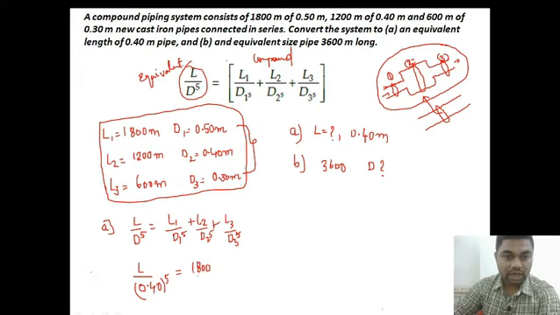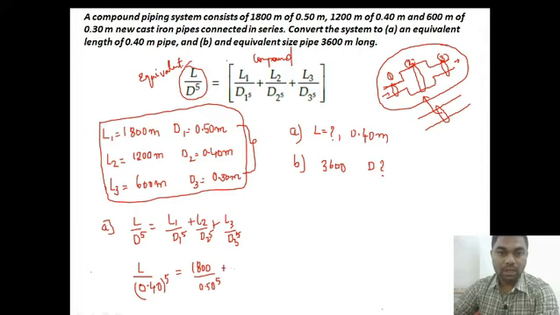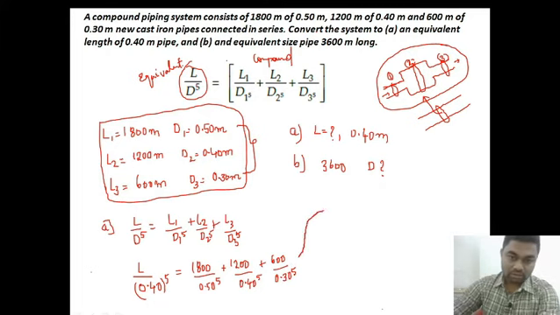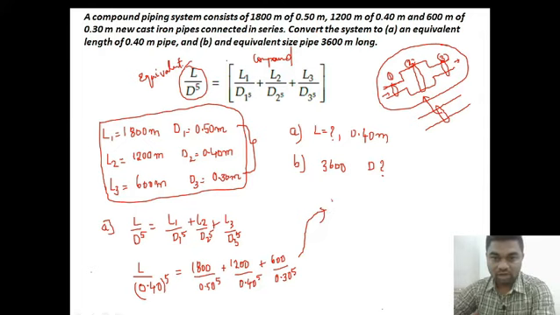1800 by, what is the value of D1? 0.50. 0.50 whole to the power of 5 plus length L2 value 1200, 1200 divided by 0.40 whole to the power of 5, plus pipe 3 length is 600 by 0.30 whole to the power of 5. So from this equation find the value of L.